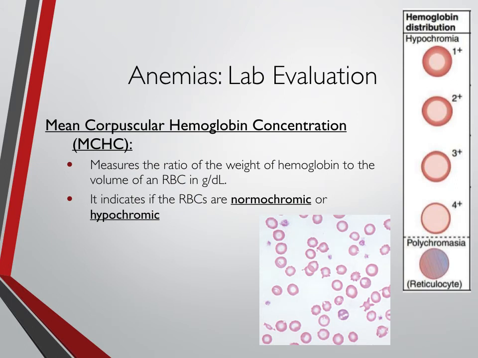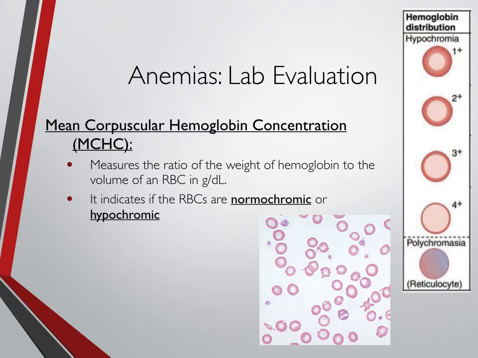The next value I'm going to talk about is the mean corpuscular hemoglobin concentration. And again, just substitute the word cell for corpuscular. So the mean cell hemoglobin concentration. And this is basically an average of the amount of hemoglobin in all the red blood cells. So this is going to measure the ratio of the weight of the hemoglobin to the volume of a red blood cell. And the value we're using here is grams per deciliter.